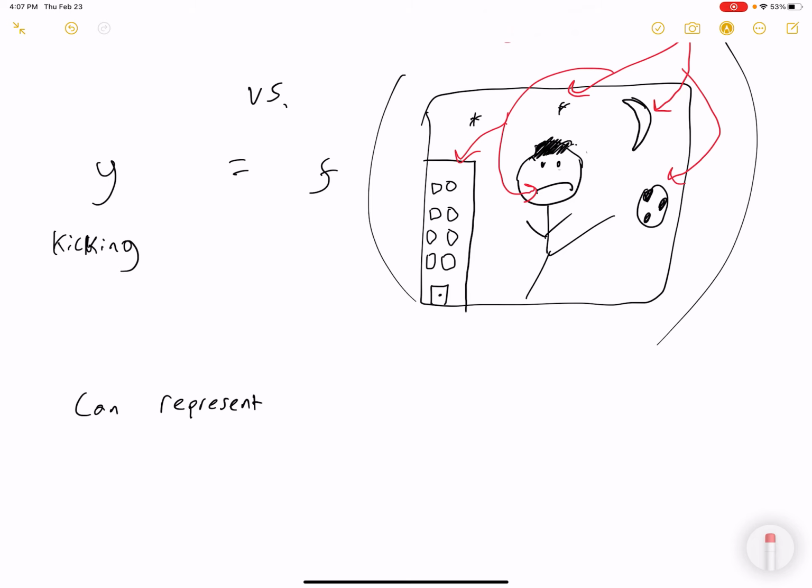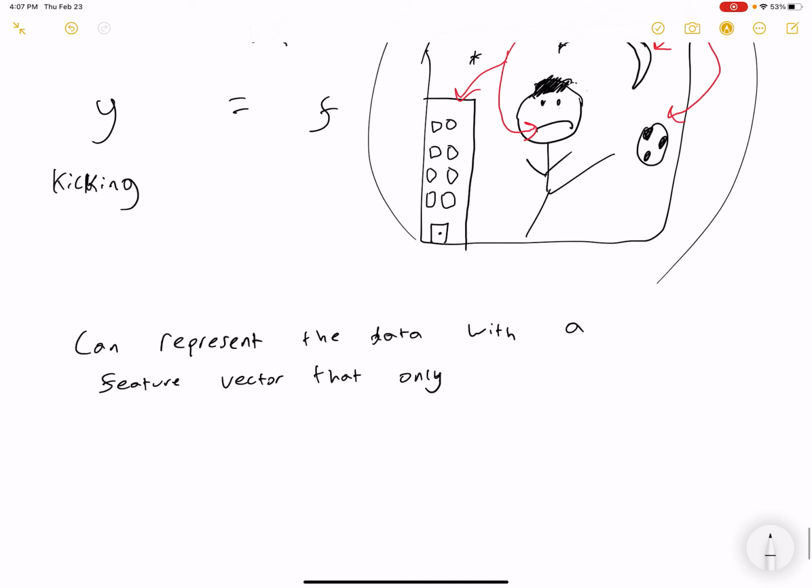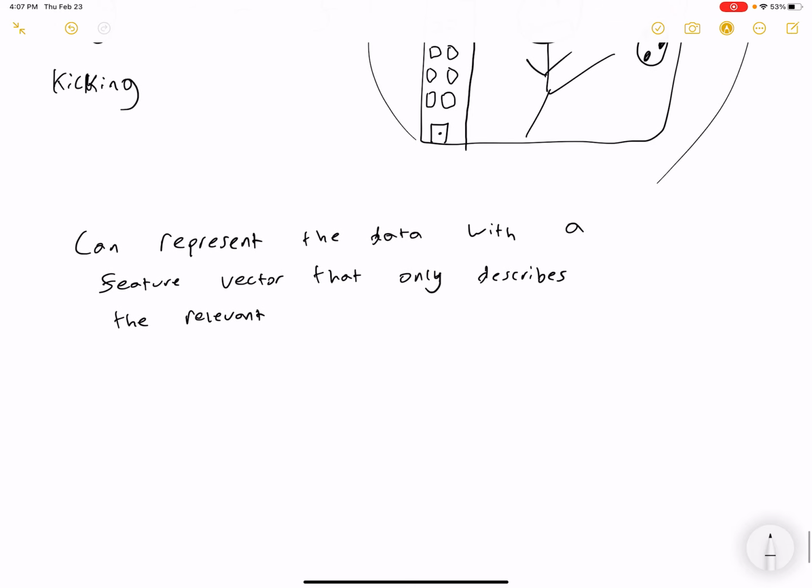For example, we could represent this data with a feature vector that only describes the relevant parts of the data.